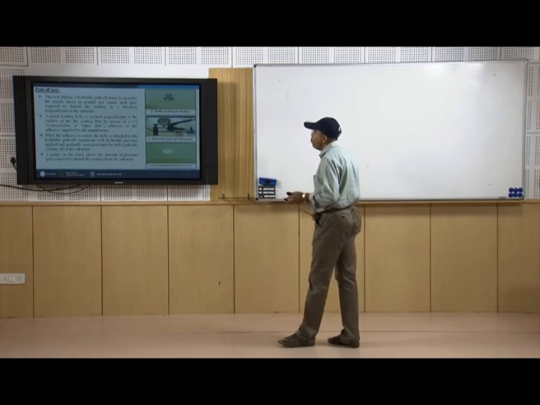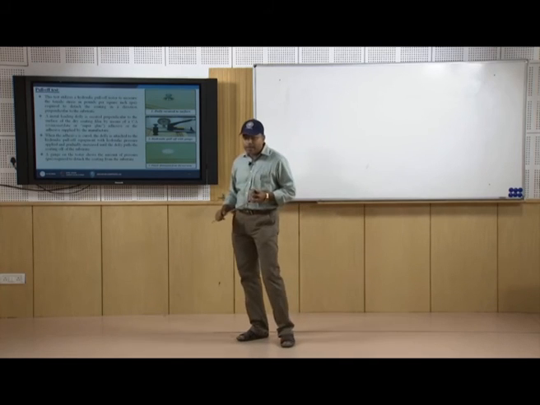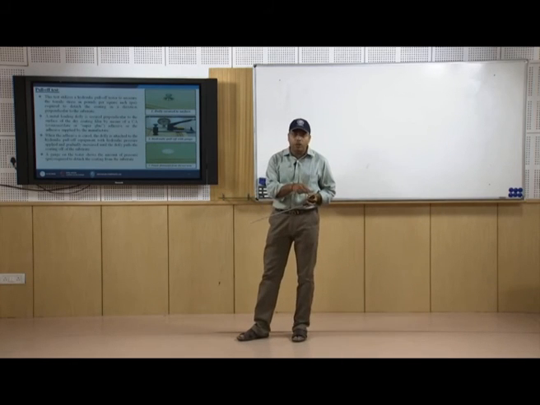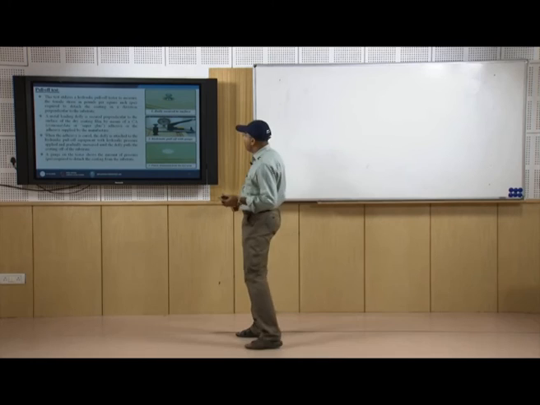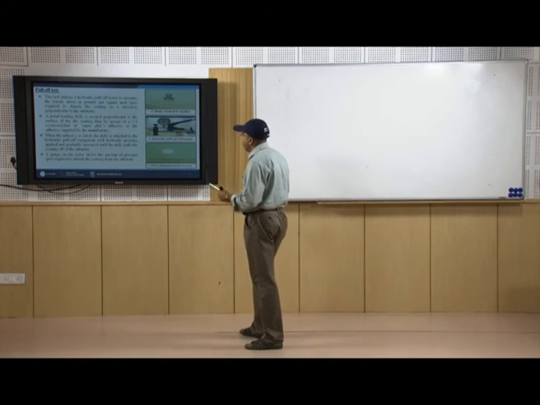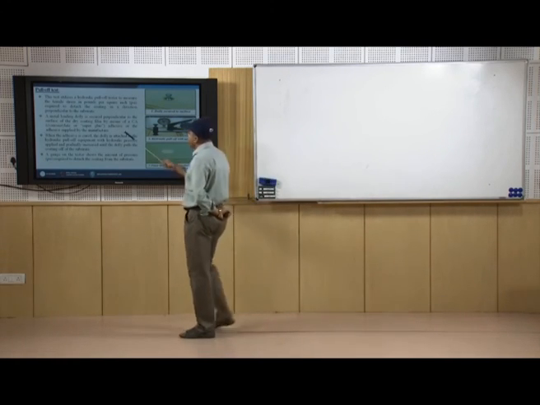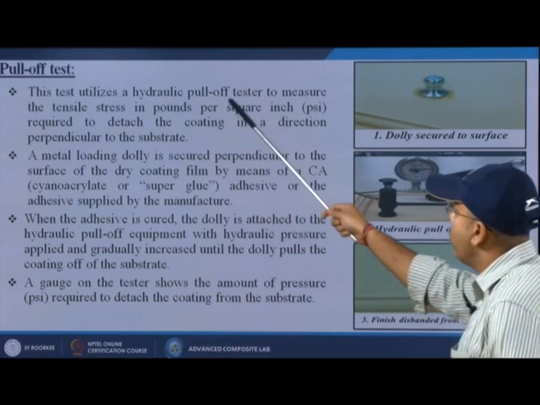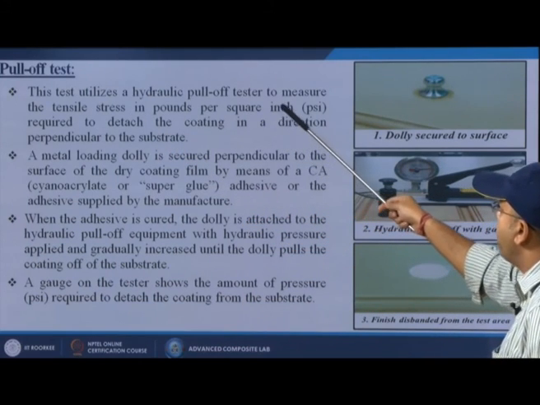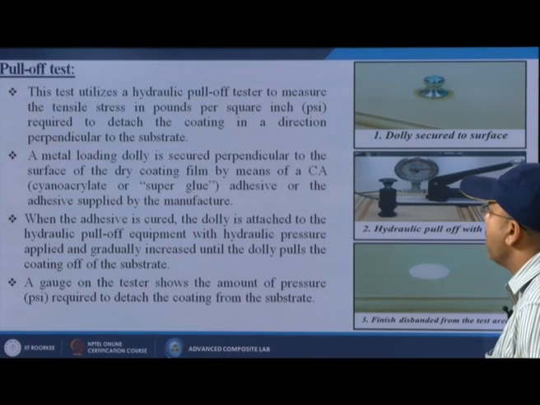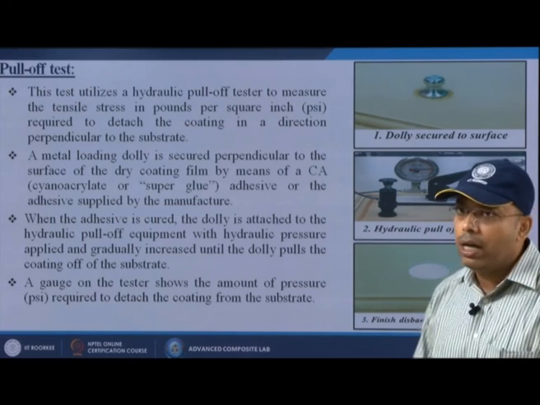Next is known as the pull-off test. In the first case we did scratching onto the material. In this particular case we are doing something different. This test utilizes a hydraulic pull-off tester to measure the tensile stress, in pounds per square inch (PSI), required to detach the coating in a direction perpendicular to the substrate.